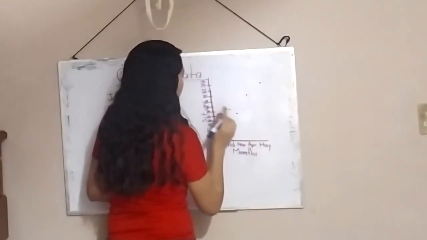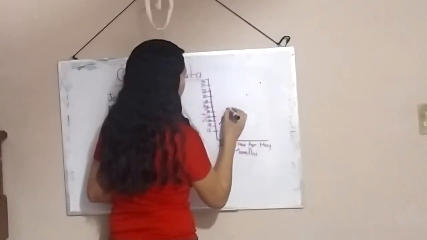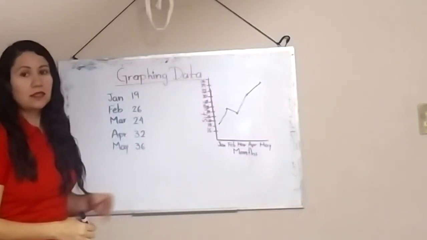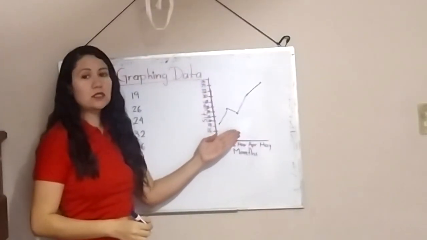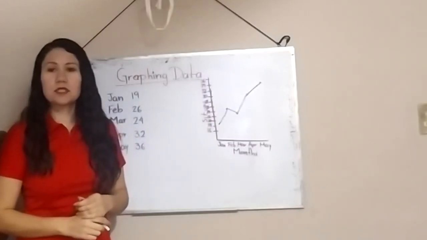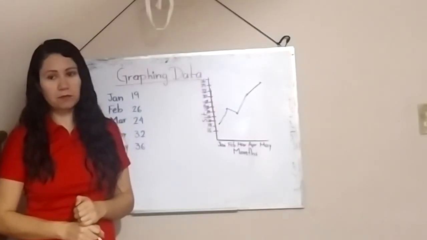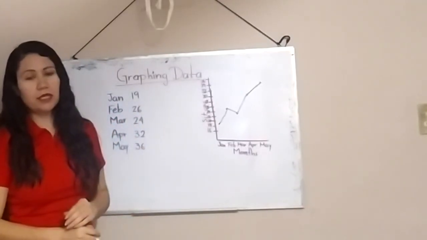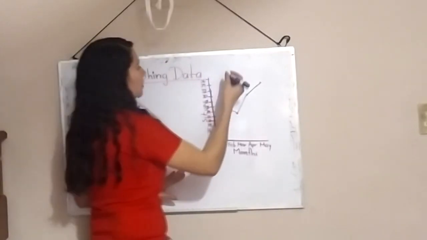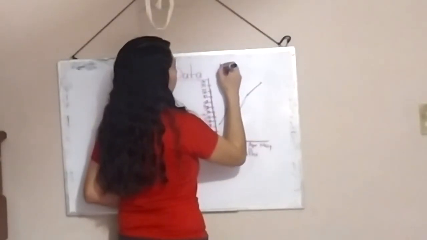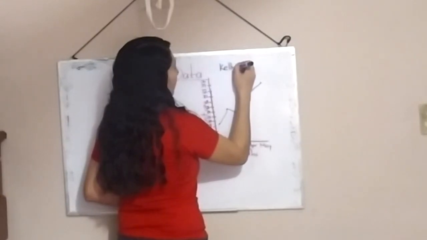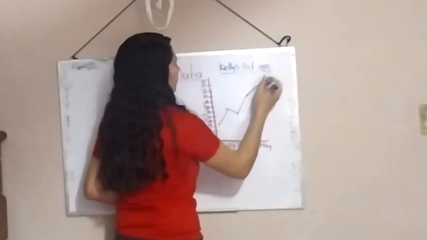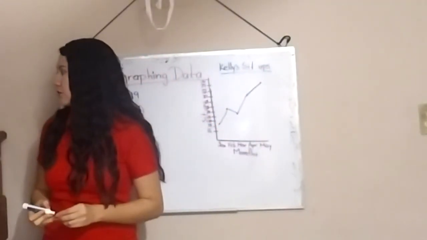Next, we have to connect the points. And we see a tendency. The tendency is that she is increasing the quantity of sit-ups she does on every month. The last step in all of the graphs is to title the plot. This title would be Kelly's sit-ups. That would be the title of her graph.